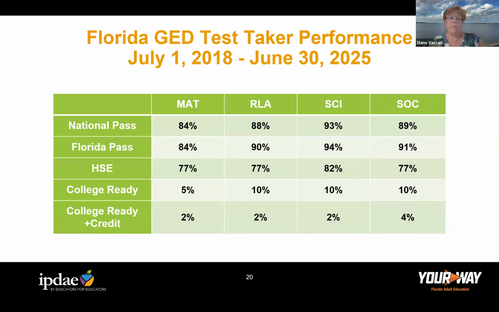Here are some performance data points. Here's the national pass rates on each of the 4 subtests. And you can see the Florida pass rates are very similar, as most states are. And then the 3 items below that, the HSE, College Ready, and College Ready Plus credit, you can see that for math, the 77, the 5, and the 2 add up to the 84% Florida passing. So it gives you an idea that there's a very small percentage of students who actually earn College Ready or College Ready Plus credit scores.